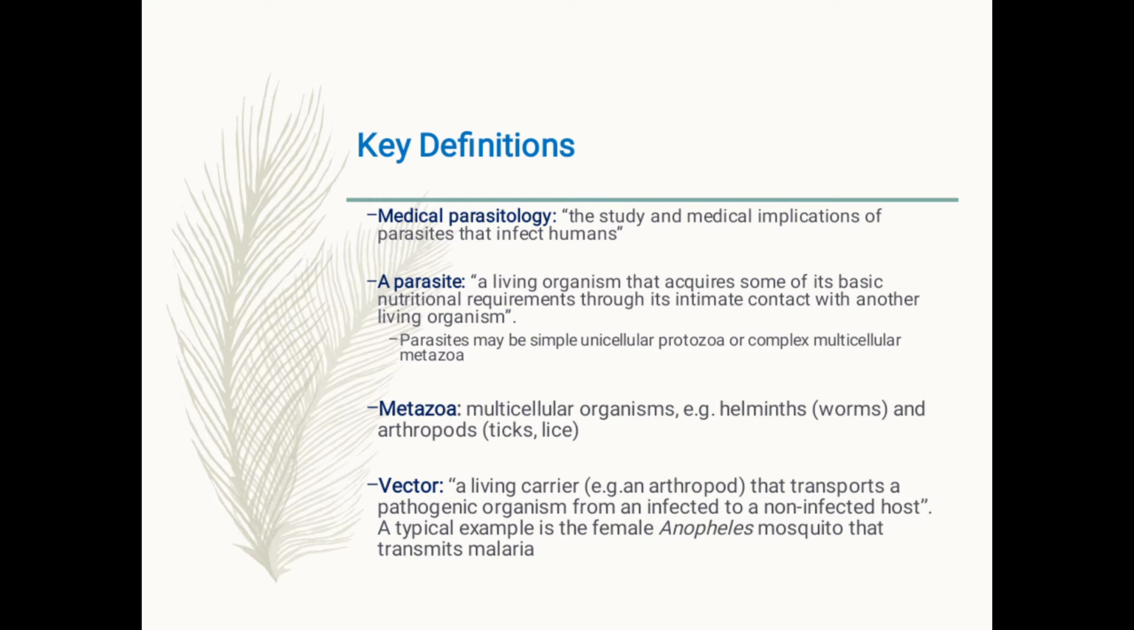The third term is metazoa. Metazoa are multicellular organisms. An example is helminths, that is the worms, and arthropods like ticks and lice. A vector is a living carrier. It can be an arthropod that transports pathogenic organisms from an infected to an uninfected host. An example of this is the malaria carrier, that is the female Anopheles mosquito, which transmits malaria.